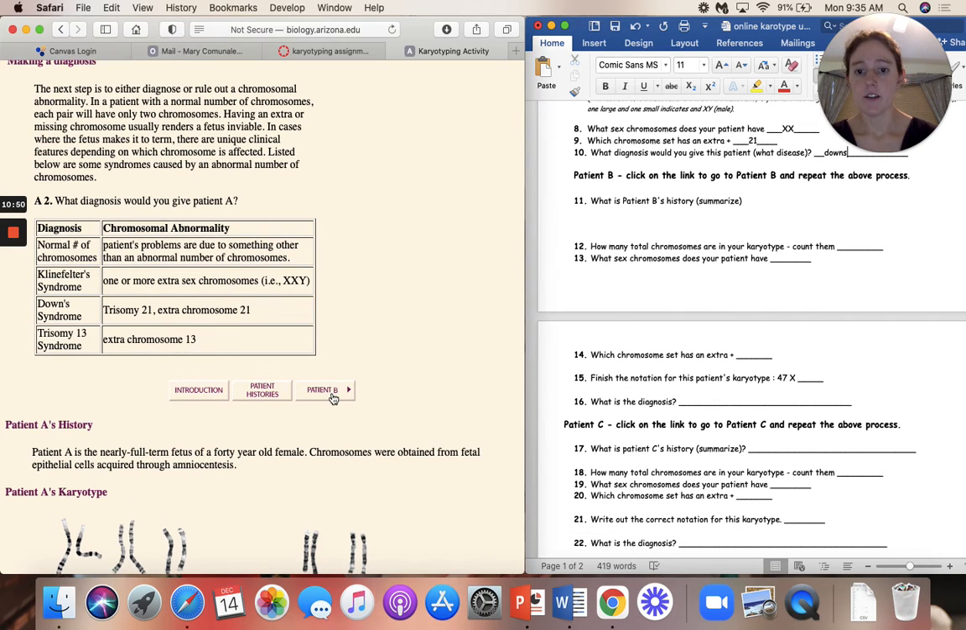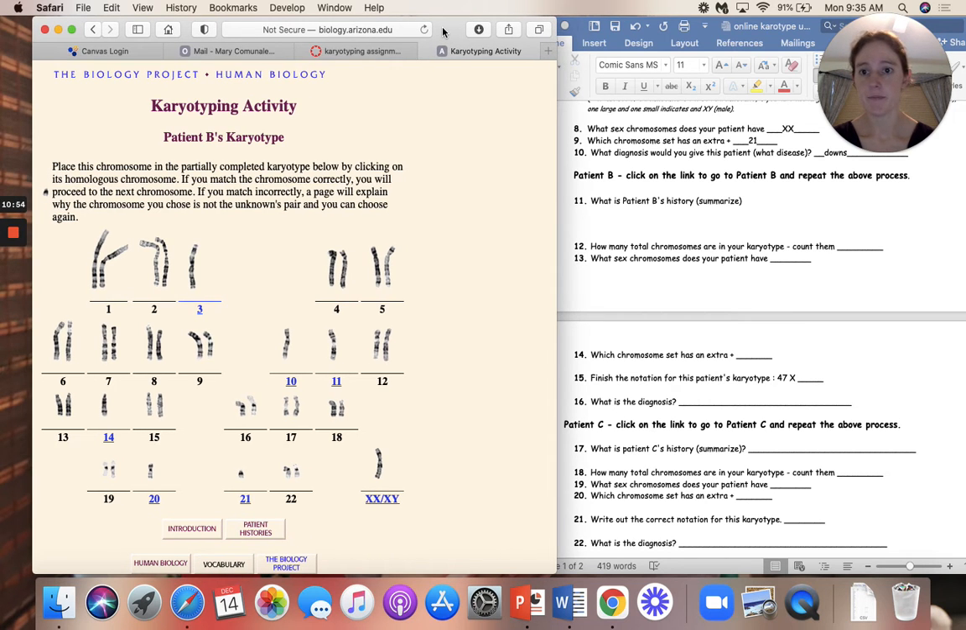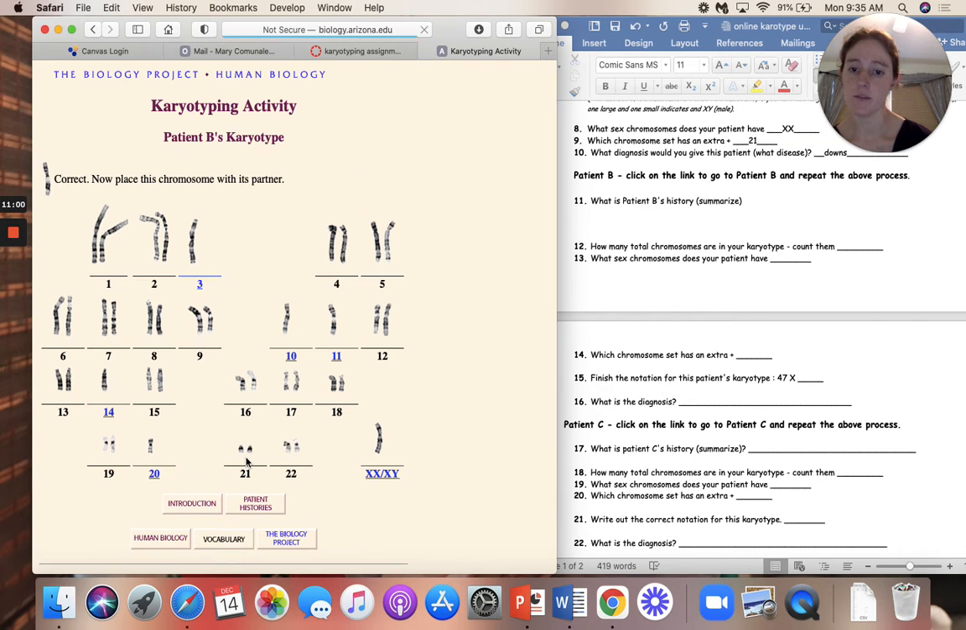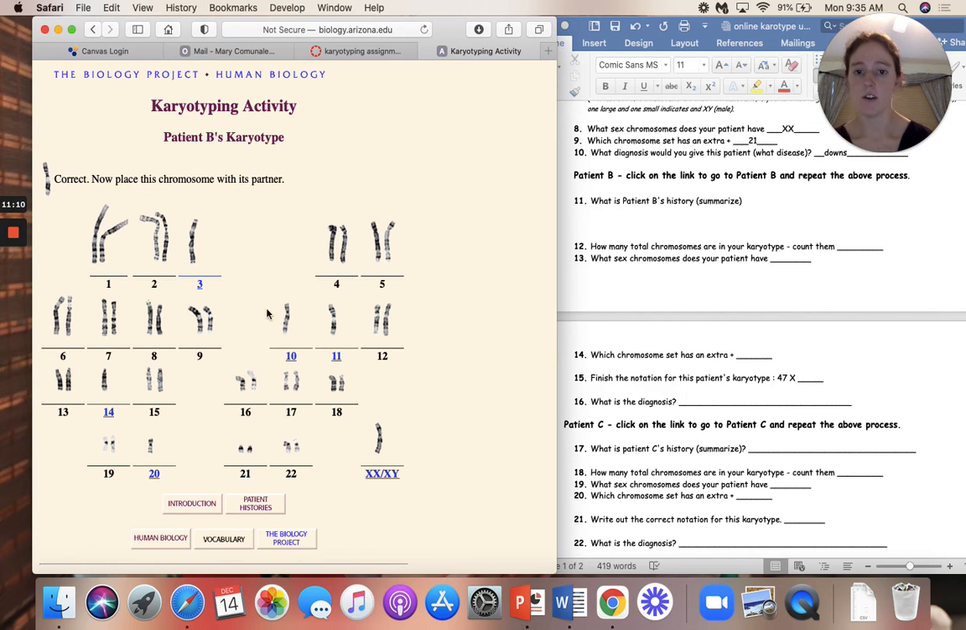And then we're going to click on to patient B. Move this out a little bit. Okay, so we're looking at this little guy here. That looks like number 21. That one, oh, it's not chromosome 10. It's deceivingly similar. So I'm going to go click on try again.